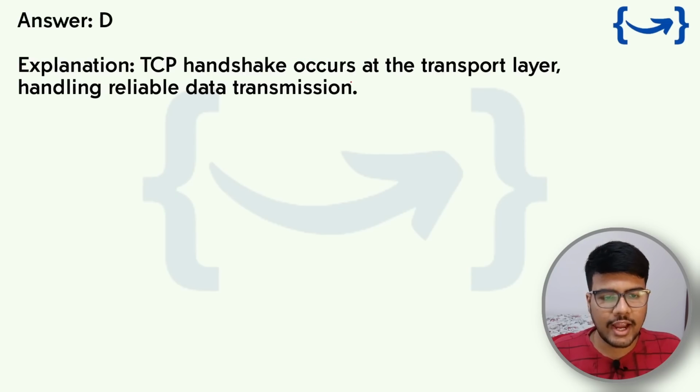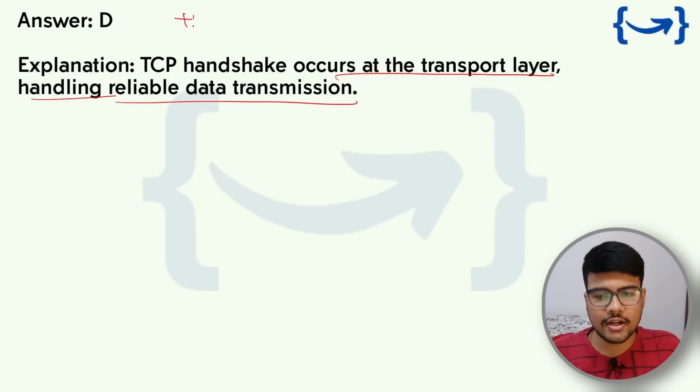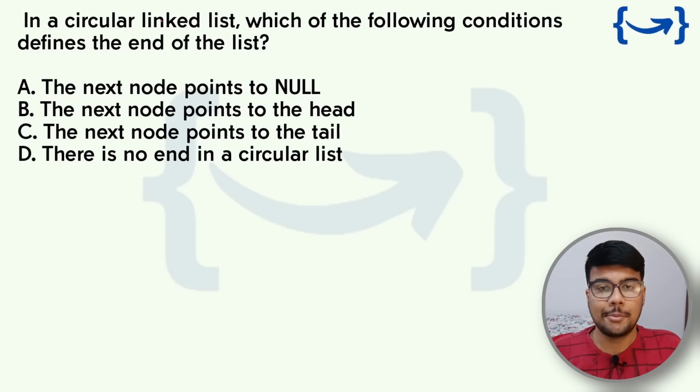So yes, the three-way handshake occurs on the transport layer, handling reliable data transmission. So +1 mark again for you if you marked this question right. Please let me know how many marks you score after this video ends.